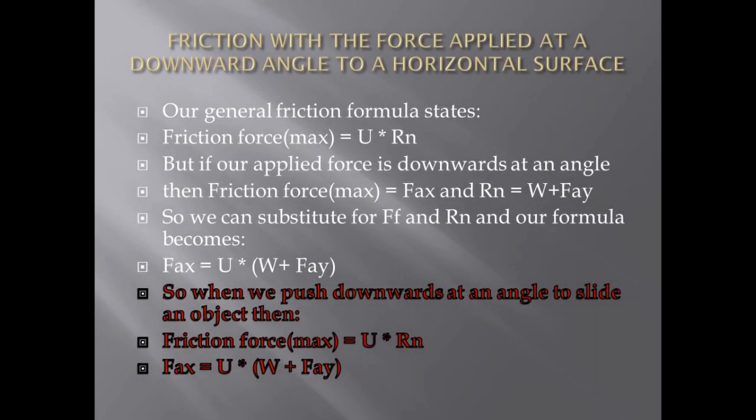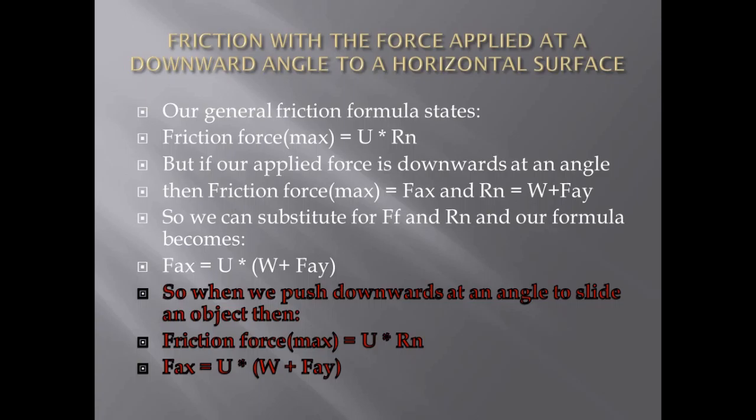Our general friction formula states maximum friction force equals the coefficient of friction times the normal reaction force. But if our applied force is downwards at an angle, then the maximum friction force equals the horizontal component of the applied force, which is Fax, and the normal reaction force equals the weight plus the vertical component of the applied force, which is Fay.